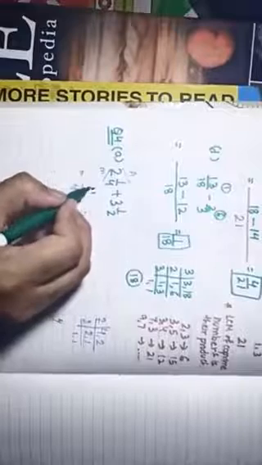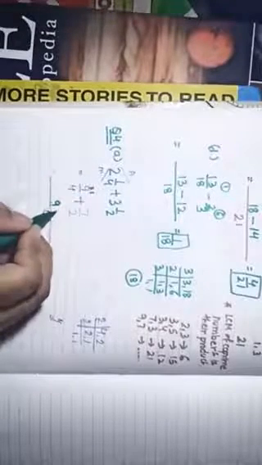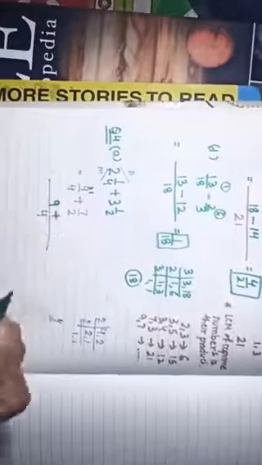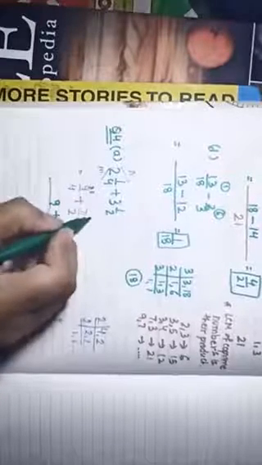So we will draw a long line. LCM is 4. Now if you think, 4 how many times is 4? 4 1s are 4. So here will come 1. And we will multiply this. 9 1s are 9. Plus, 2 how many times is 4? 2 times. So we will write here 2.